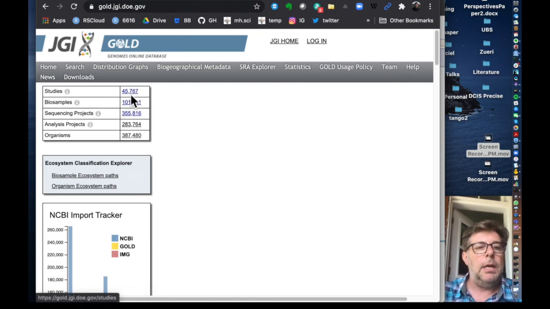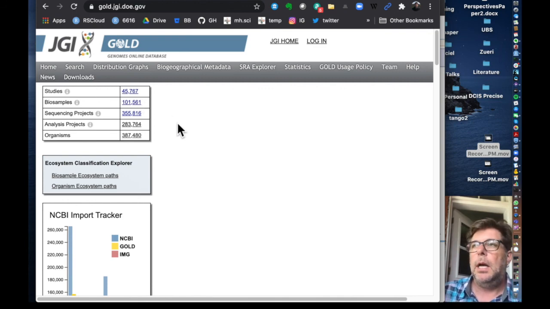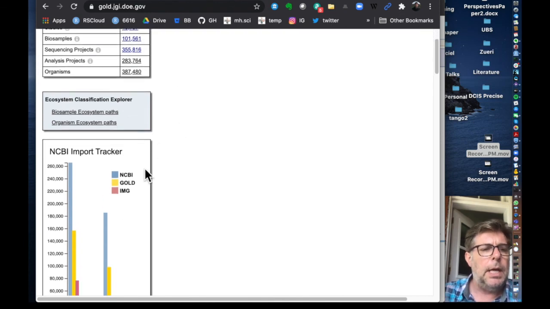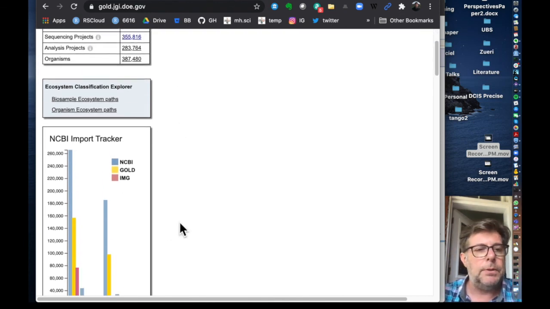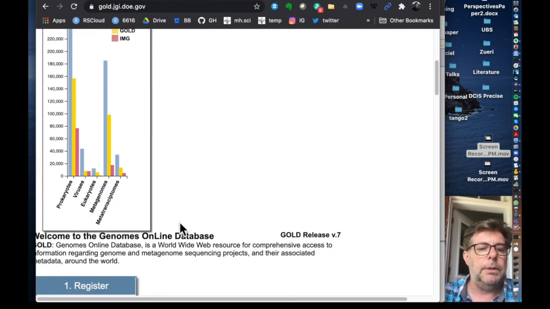And there's basically, right now as it stands, something like 46,000 different studies that have been uploaded to the system. Okay, so it's pretty big. And in a way, it's catching up to the NCBI, that's the perennial database for storing this kind of information very quickly.